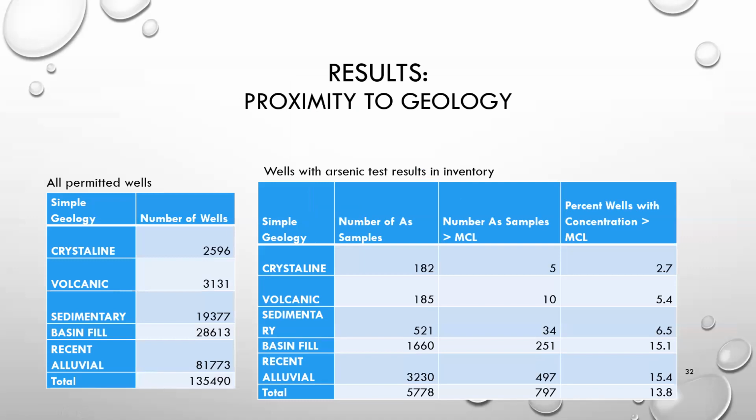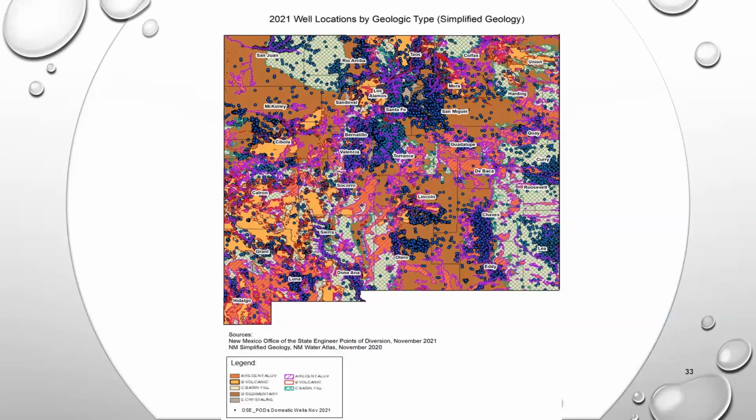So this is what we found. Again, a very high level geologic correlation. Specifically looking at the arsenic, we do see that there is a correlation with geologic type and where we see the wells with the higher arsenic. And this is just what it looks like mapped out.